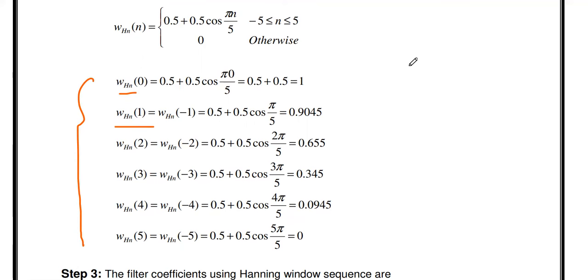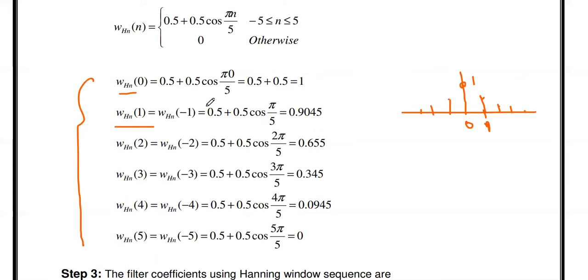So you just check this answer. In all windowing sequences, the center value at n equal to 0 is maximum, 1. Whenever n increases to 1, 2, 3, the value decreases. What is the second value? For n equal to 1, it is 0.9045, then after that 0.655, then 0.345, and so on. Similarly here also.